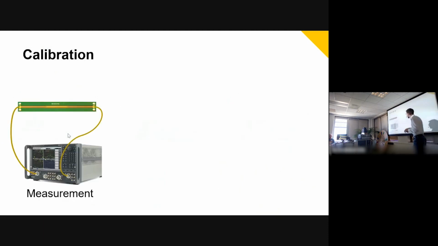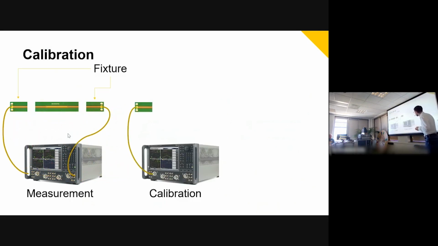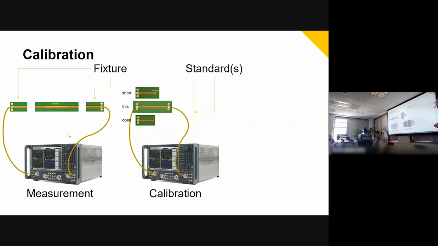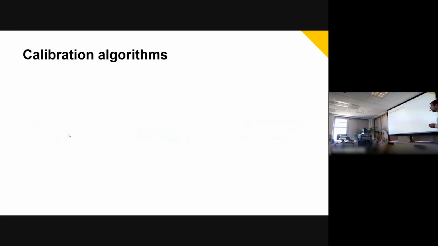Now, in our case, to measure properly, you need fixtures. And to cancel the effect of the fixtures, you need to calibrate with one or more standards. And by subtracting the two, you isolate the interesting DUT. Now, in general, there are a lot of different calibration algorithms. You get nothing for nothing. If you want more accuracy, you need more effort.